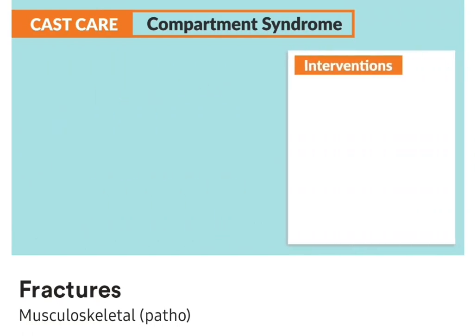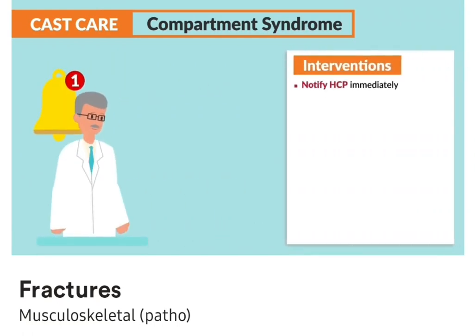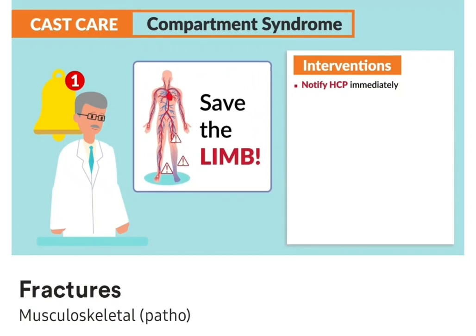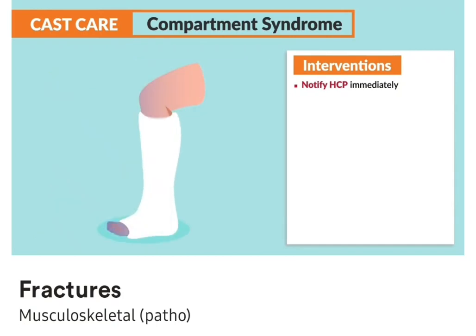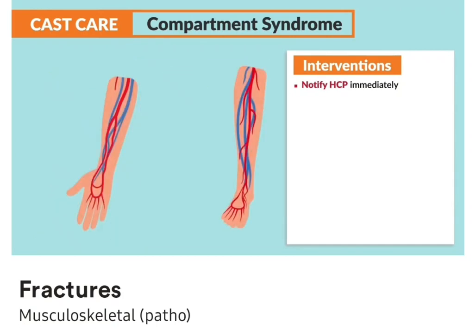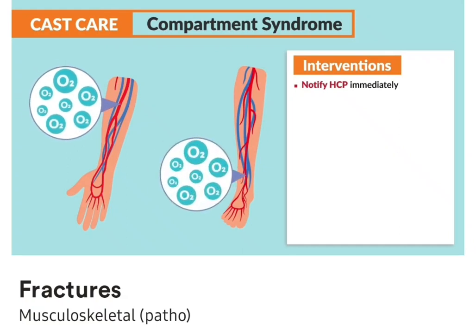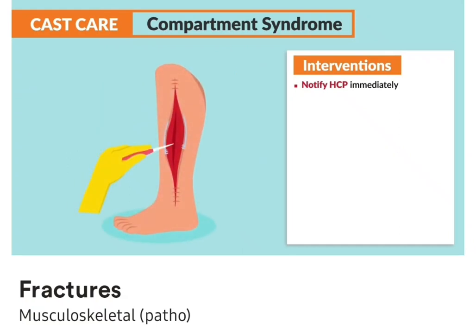Now the big interventions: we must notify the HCP immediately to save the limb. They will loosen the cast to restore the circulation, to bring more oxygen to the fingers and toes, or they can do a fasciotomy to cut through tissue to relieve pressure.